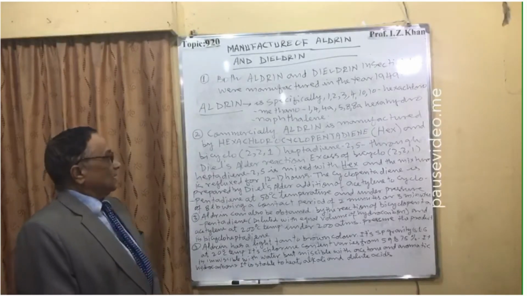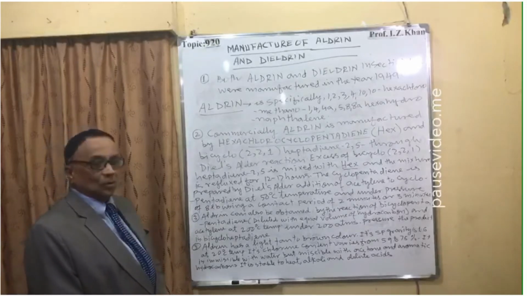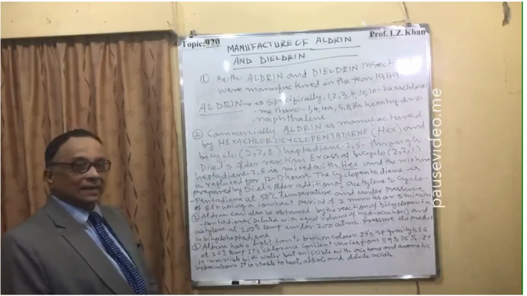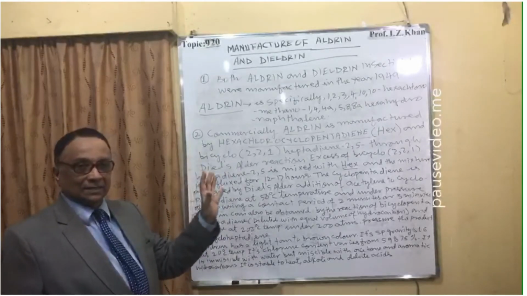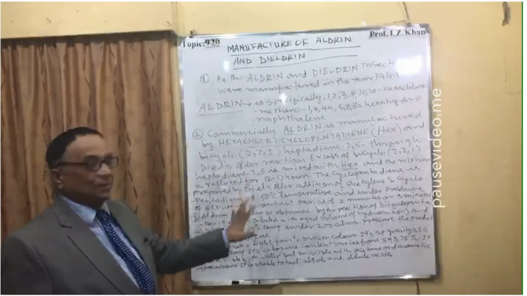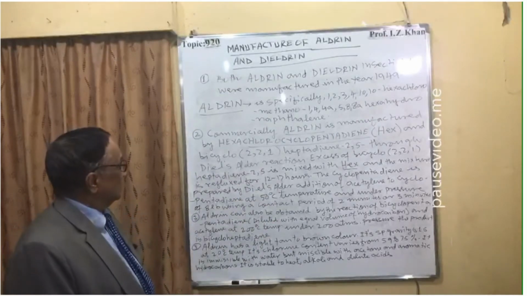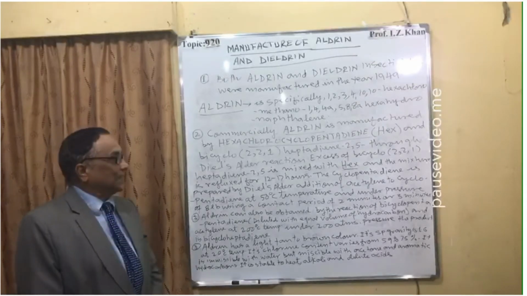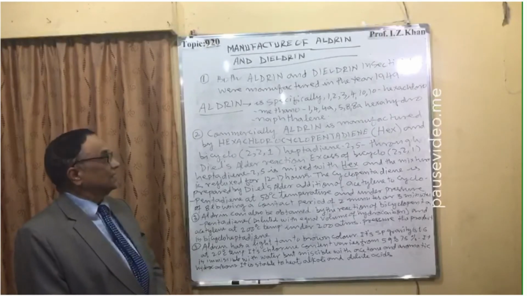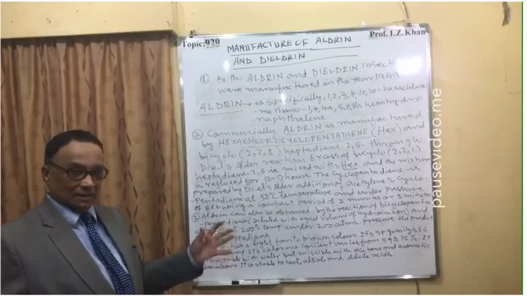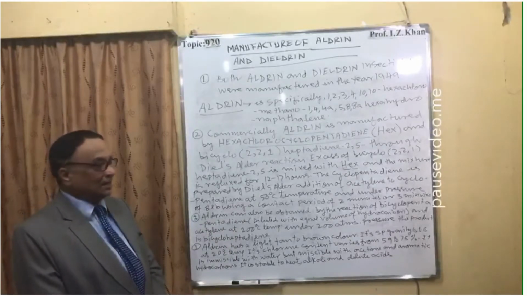Number two, commercially ALDRIN is manufactured from hexachlorocyclopentadiene, which is commonly known as hex. And I have already shown in the beginning all the structures and their reaction. Here I have just written the same thing that was explained in the beginning, with bicyclo 221 heptadiene 25 through Diels Alder reaction. So these two nuclei are condensed, and that condensation is by Diels Alder reaction.